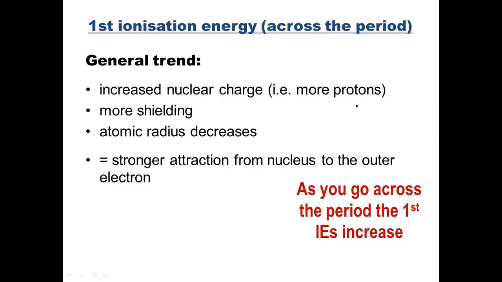A very common question is, state and explain the trend of first ionization energy across the period. State is this bit, and explain is this bit. So they could say, state and explain the general trend of ionization energies across the period. You say first ionization energies increase. Reasons: because we've got increased nuclear charge, more shielding, atomic radius decreases, so strong attraction from nucleus to the outer electron. That's a full answer.